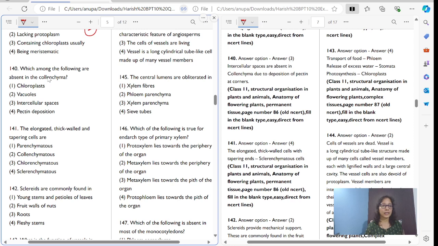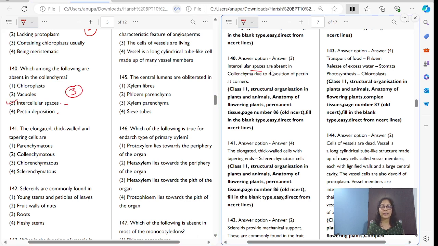Question number 140 states that which among the following are absent in collenchyma? So options are chloroplast, no, some collenchyma have chloroplasts known as chlorenchyma. The second is vacuoles. Third one is intercellular spaces, and fourth one is pectin deposition. So the answer is option number 3. Collenchyma lacks intercellular spaces because they have deposition of pectins at corners, and because of this they lack intercellular spaces. So the correct answer of 140 is third.